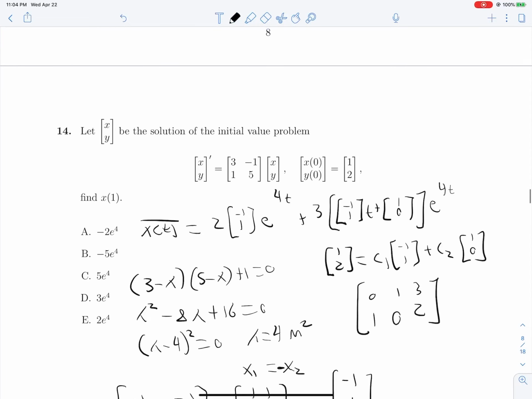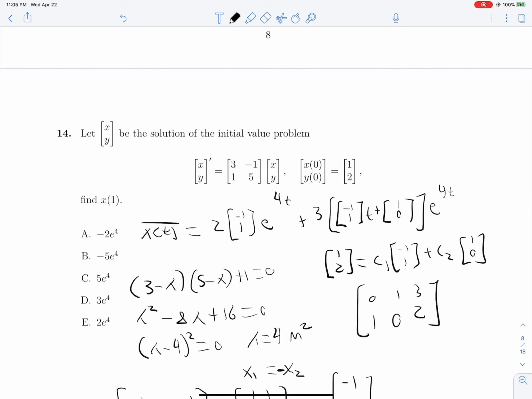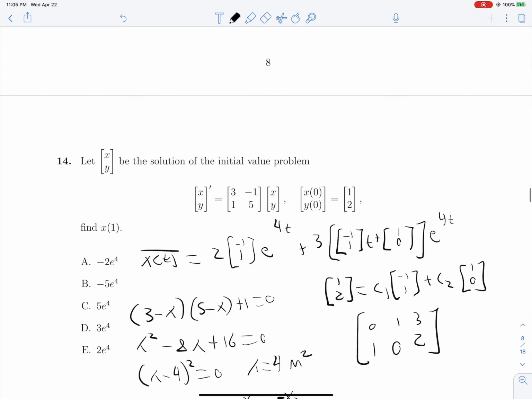Now we are finding x at 1, right up here, where they're calling x the upper half of this solution system that we found here. So x bar I'm using to represent both of these together. So x of t alone is negative 2 e to the 4t, kind of pulling all of this together, plus, sorry, that'll be a minus, plus 3 times negative t plus 1 e to the 4t.